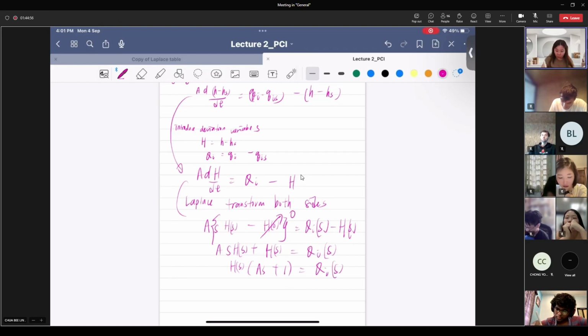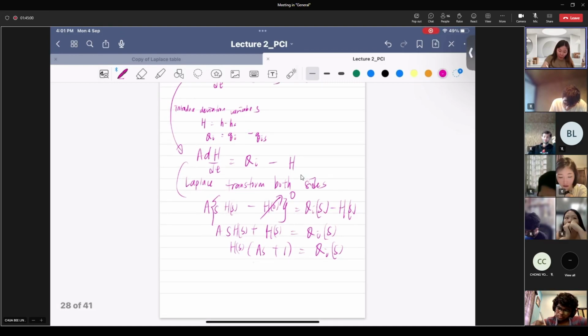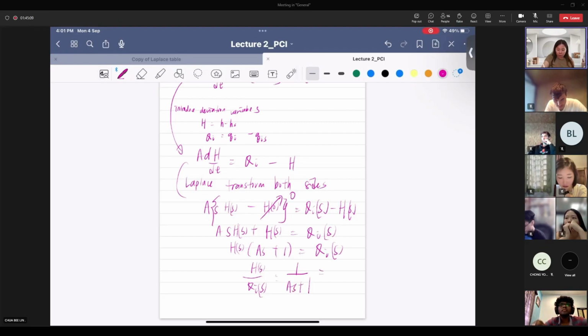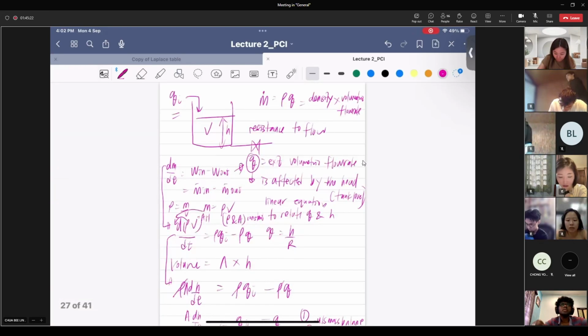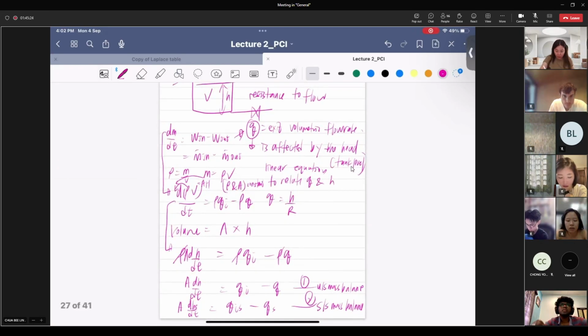Okay, just now here, correct. Then you'll be having output over the input equivalent to 1 over AS plus 1. This is already in the form of K over tau S plus 1, where your K is 1 and your tau is... Where's the R gone just now? Yes, your H over the R.